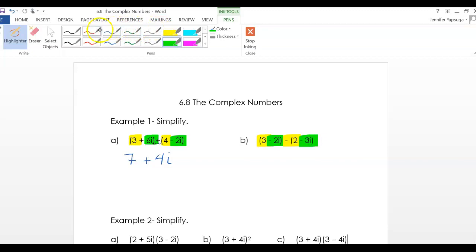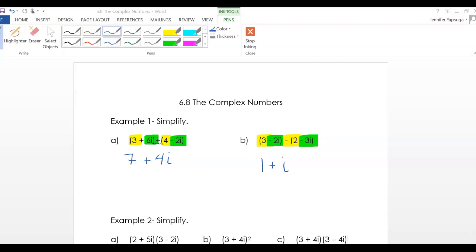Again, I'm going to combine my like terms. So I have 3 minus 2, that's going to give me 1, and then I have a minus 2i minus another minus 3i. So that minus minus will actually become a plus. So I'm looking at negative 2i plus 3i, which gives me a positive i. So my answer is 1 plus i. And there you have it.